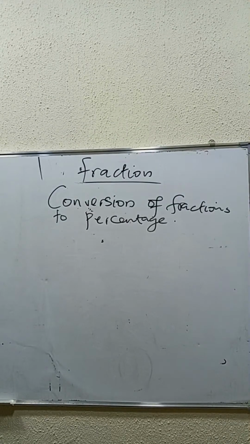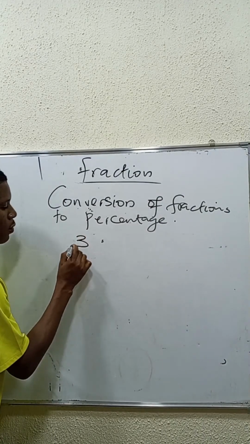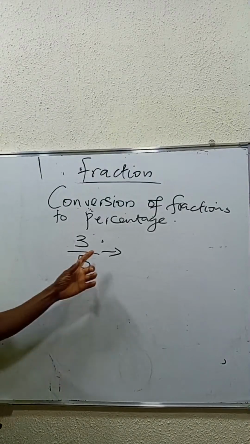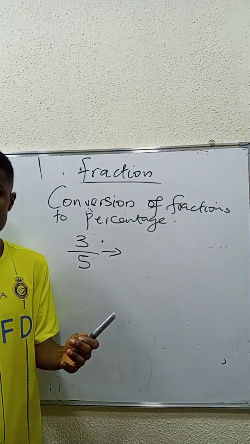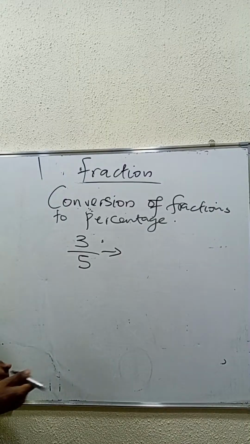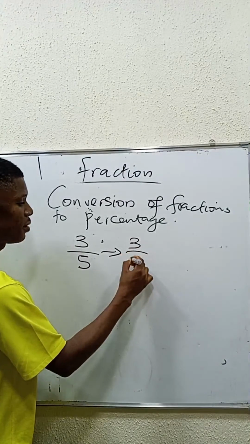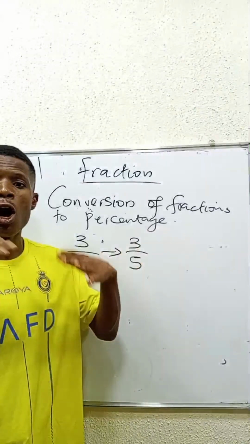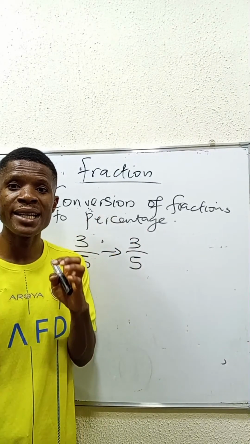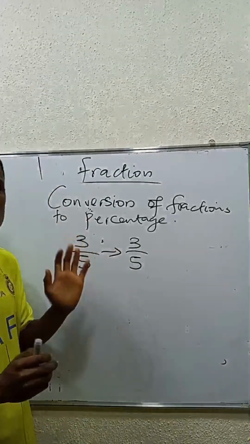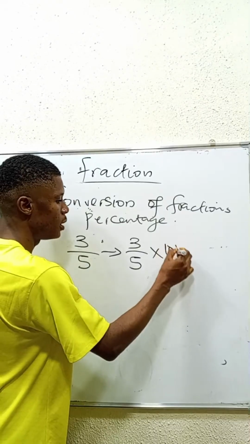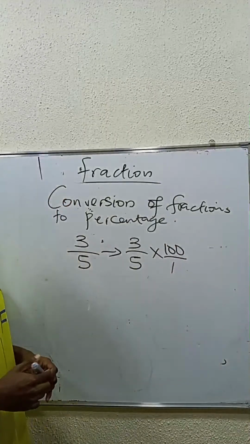Okay, so this is what we have. So let's look at 3/5. Once you have 3/5, to convert 3/5 to percentage is easy, right? To convert any given fraction to percentage, all you need to do is to multiply the given fraction by 100. It's a law. So you multiply by 100/1.